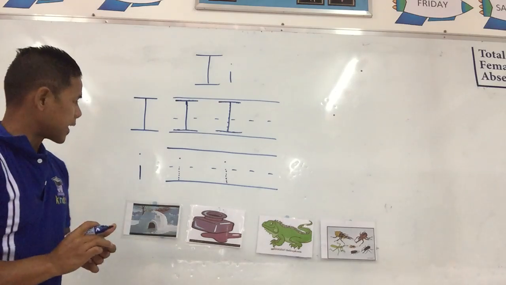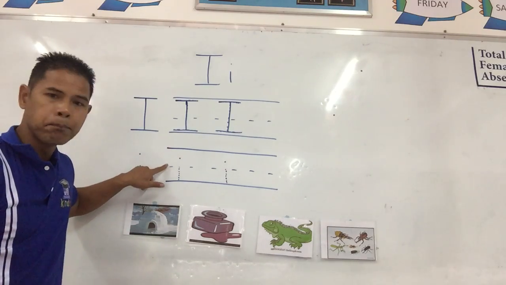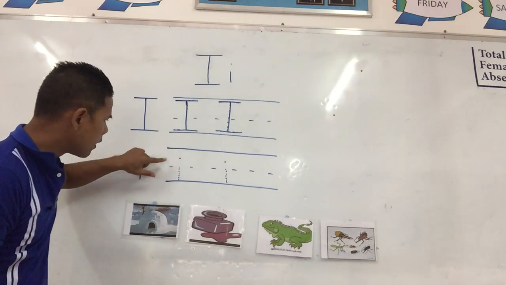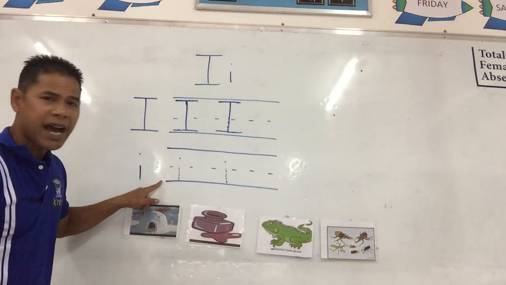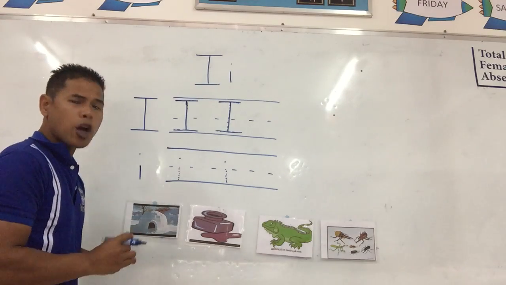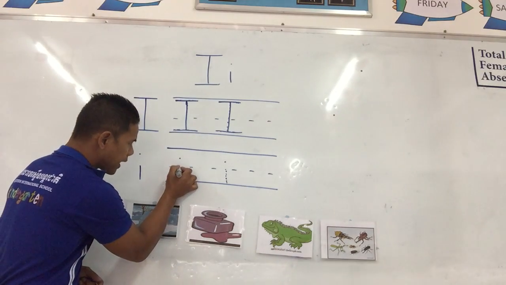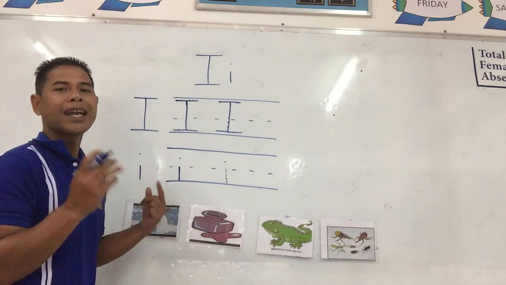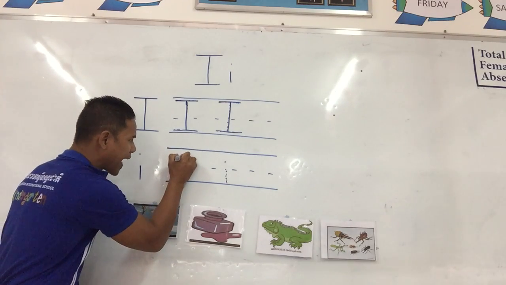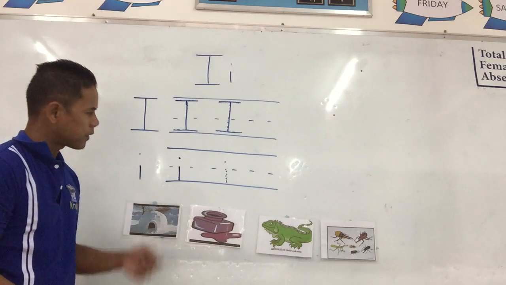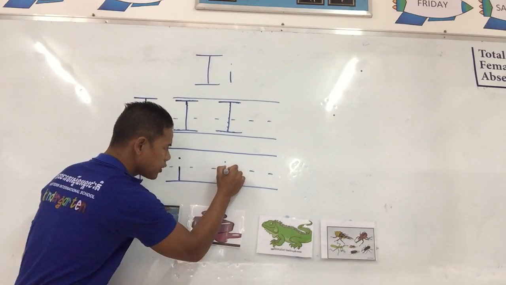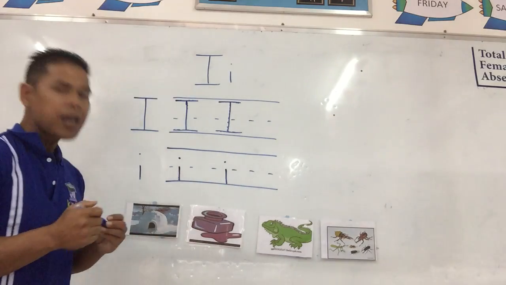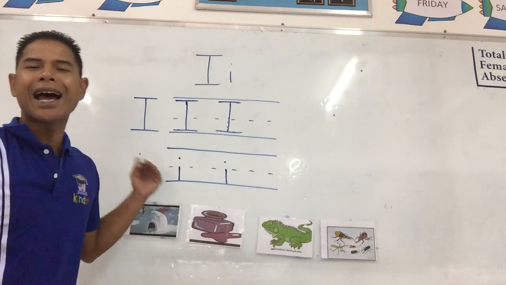For the small I, remember, top line, middle line, bottom line. For the small I, we only use the middle line and the bottom line. Okay, so we start in the middle line. We're going straight down to the bottom line, and don't forget the dot for the small I. Okay, one more time. Start at the middle line, straight down to the bottom line, and dot. Okay, and we have the small I.